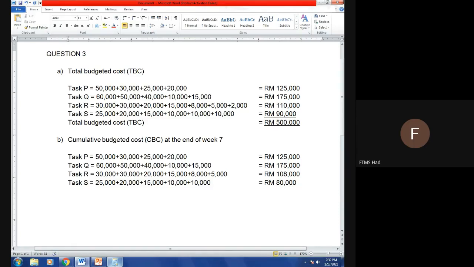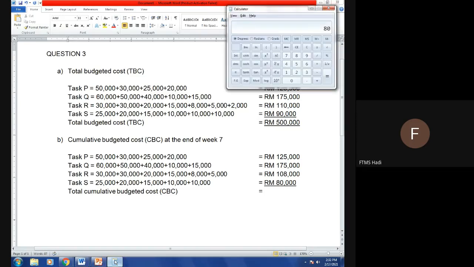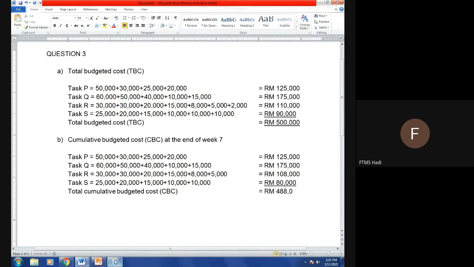Alright, so you need to calculate the total CBC, total cumulative budgeted cost. Press the calculator: 5 plus 108 plus 80, RM488,000. So this is the answer for question B. Okay, so that is question B.